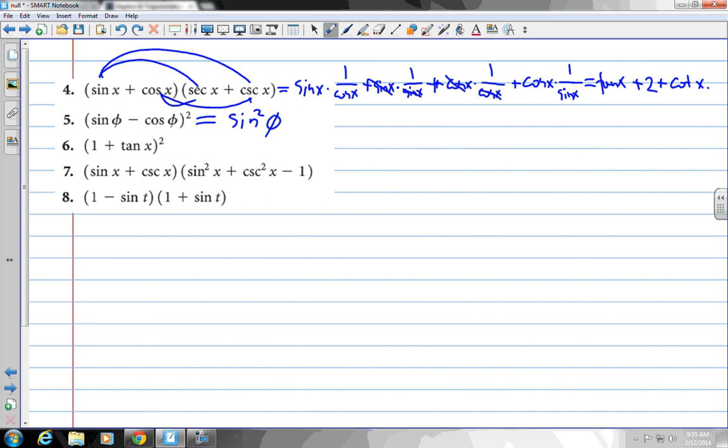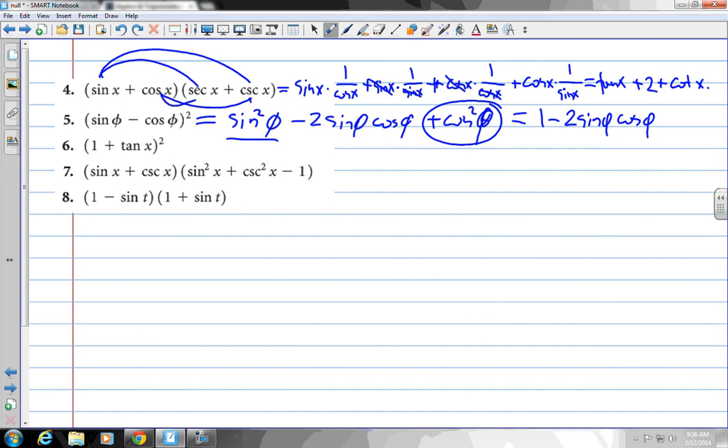So sine squared phi minus 2 sine phi cosine phi plus cosine squared phi. Okay? So what do you notice? Is there anything else you can do to simplify this? Sine squared plus cosine squared, that's 1. So that becomes 1 minus 2 sine phi cosine phi. Okay?